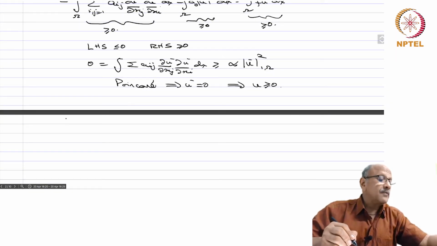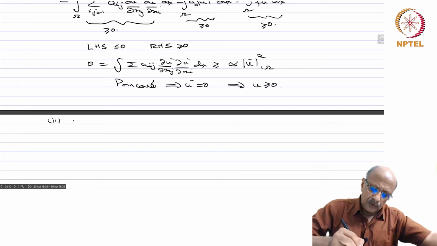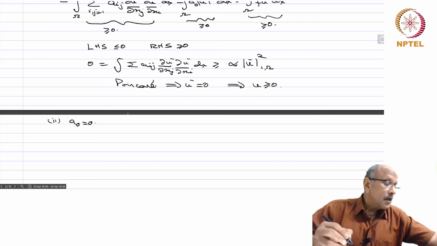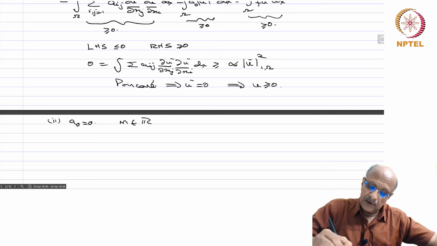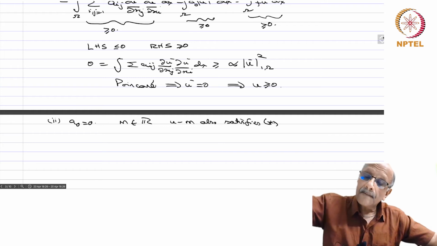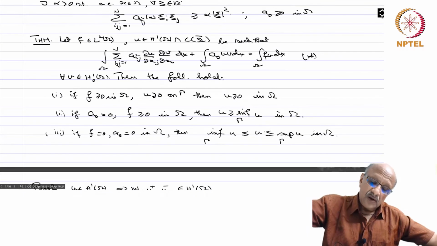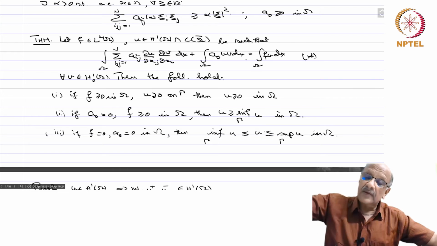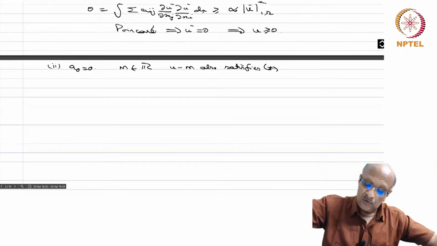So, this proves 1. Now for 2, let a naught be equal to 0. Then if m is a constant real number, then u minus m also satisfies star. So, recall star. Here this term has now disappeared, and therefore you have Fv which has nothing to do with u. So, if you put u minus m, the derivative does not change, and therefore u minus m is also a solution of star.